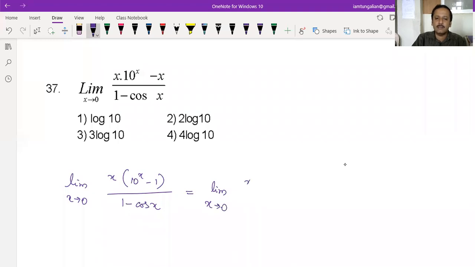Okay. I'll make this as x square and this as 10 power x minus 1 by x. I have multiplied and divided by x, divided by 1 minus cos x. Now as x approaches 0, 10 power x minus 1 divided by x is equal to log 10.